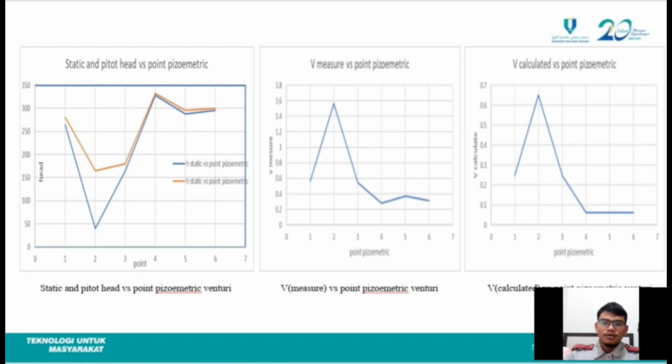We plot the data for the static and pitot head. We got this graph, and then we go to the velocity measured versus point for the piezometer. We got this graph, and then we go to the V calculated with point of piezometric, and we got this data.